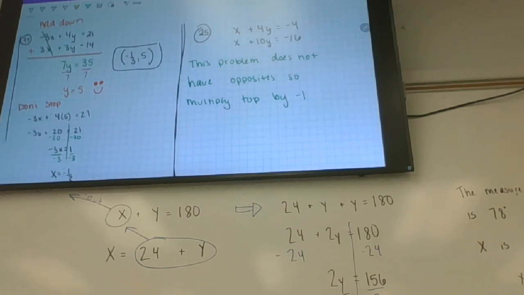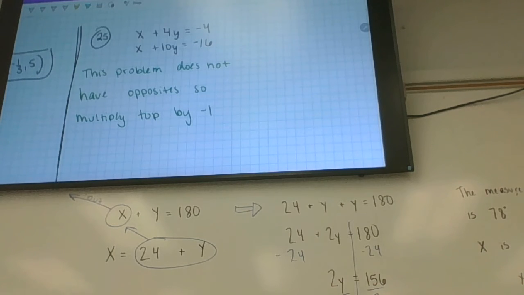Since there aren't opposites in this problem, we're going to make them. We can multiply the whole top equation by -1, and that'll create opposites. Does anybody need me to scroll out so you can see 24? Now you can add down. I'll give you a second to try.